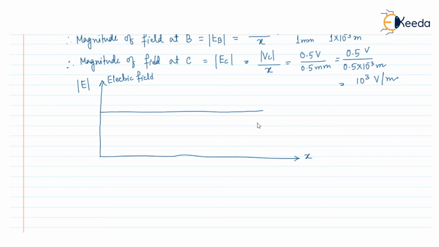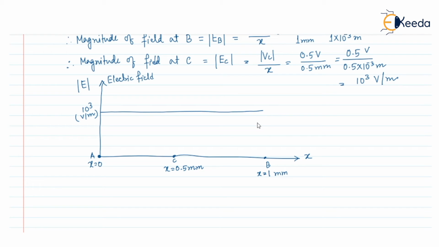It will be constant throughout the semiconductor bar, where this is the x equals 0 value, and this is the A point, this is the C point where x equals 0.5 millimeter, and this is the B point, that is x equals 1 millimeter. Now what will be the value of this electric field inside the semiconductor? It is uniform and the value is 10 to the power 3 volt per meter.